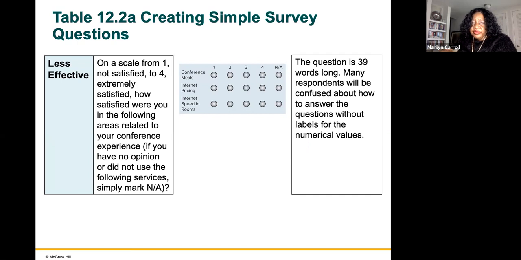So, creating a simple survey question. Here's an example of a less effective one: on a scale from 1, not satisfied, to 4, extremely satisfied, how satisfied were you in the following areas related to your conference experience? If you have no opinion or did not use the following services, simply mark NA. Now, the question has long words, and many of the respondents will be confused about how to answer the questions without labels for the numerical values.